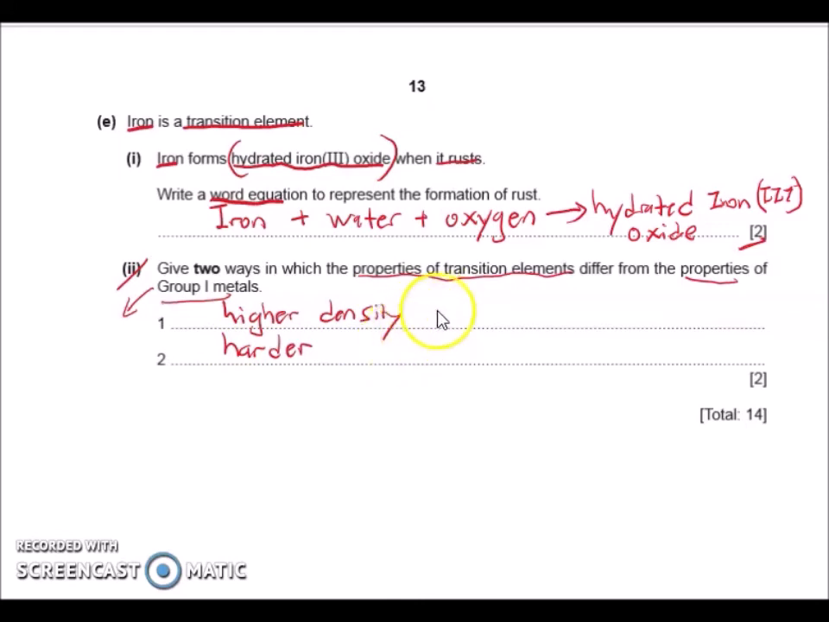You can also include other properties, like it can act as a catalyst, or have a higher melting point, or form colored compounds. These are the other options for this answer. So the total for this question 7, you are getting 14 marks. Okay, we move on to the last question.